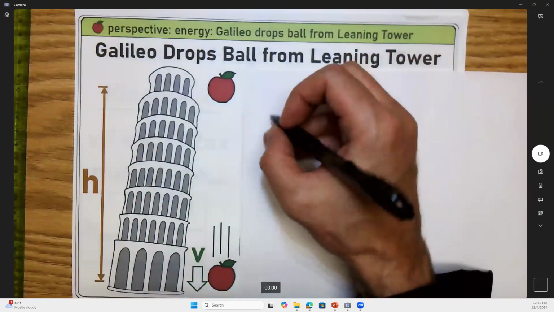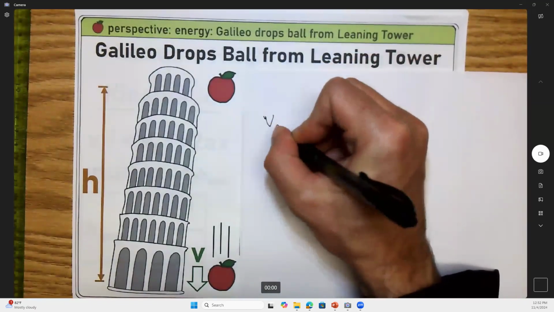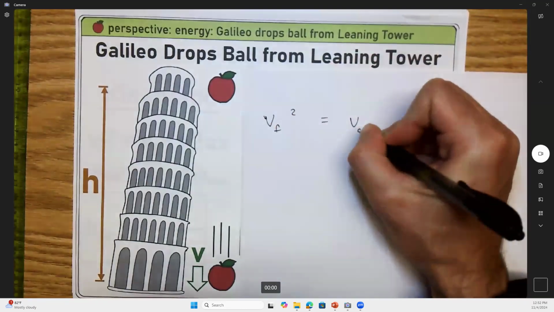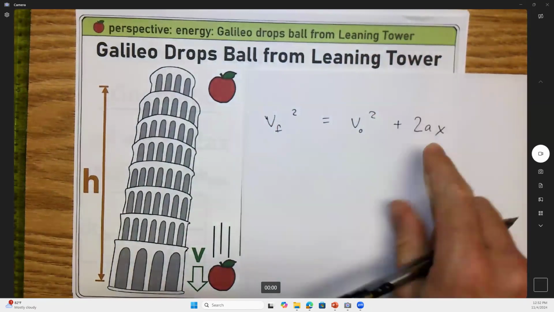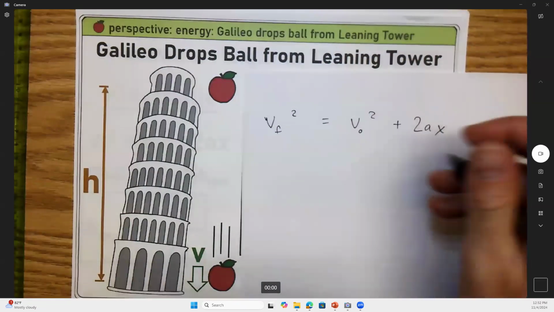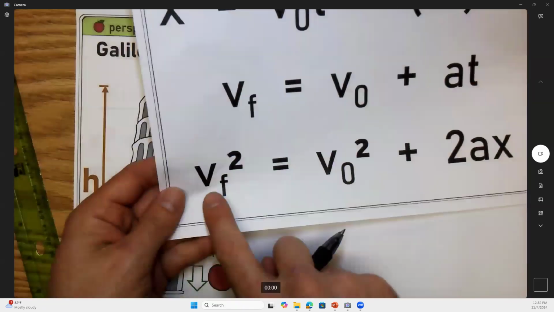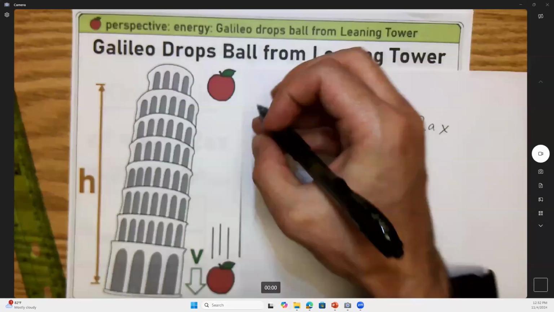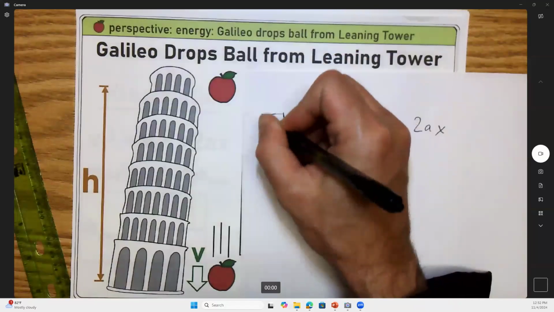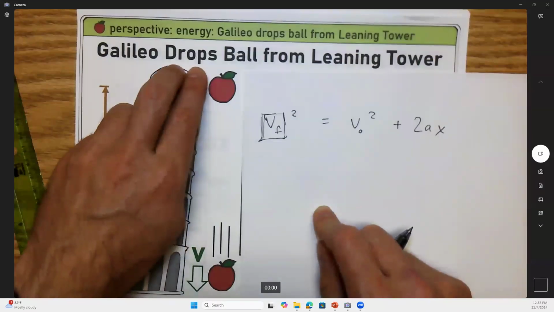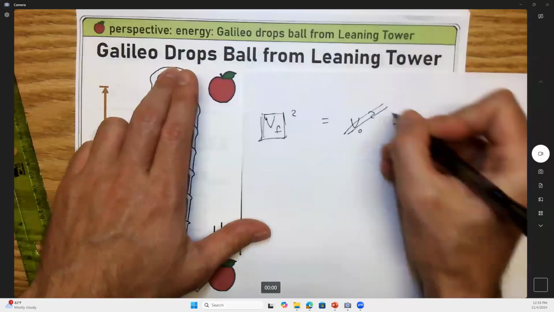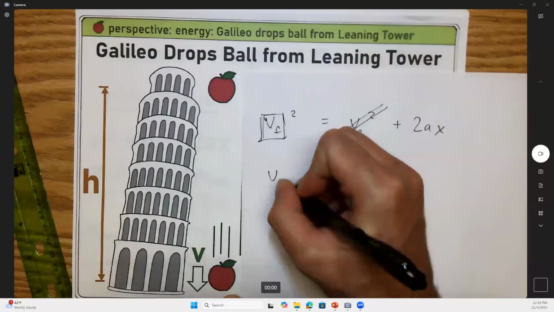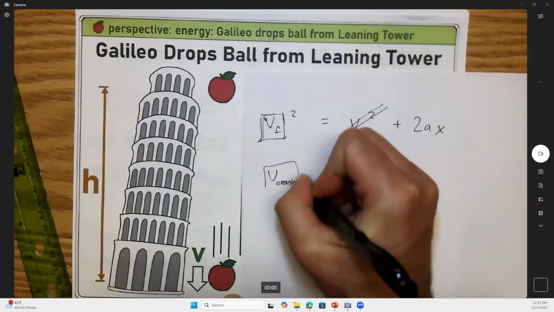The old way is V final squared equals V initial squared plus 2AX. That's straight off the poster. All I did was copy and paste that right there. I want to solve for crash speed. Guys, in physics, what does this word drops mean? It means initial velocity is 0. Let's get rid of that. So V crash, we're solving for.